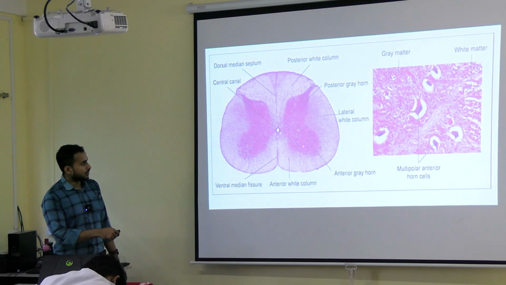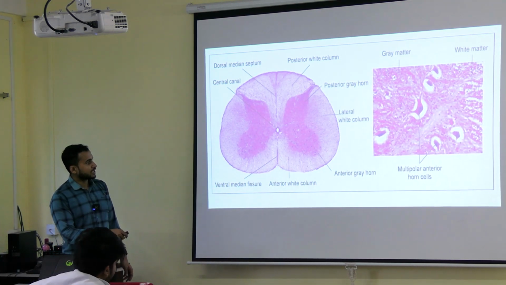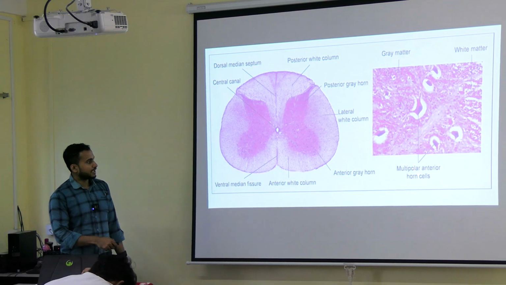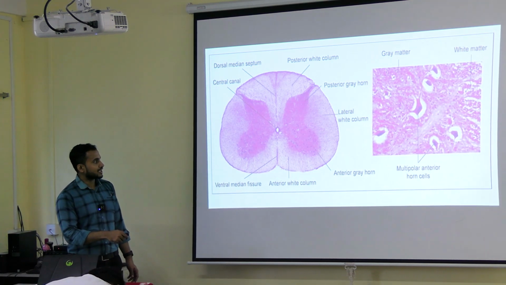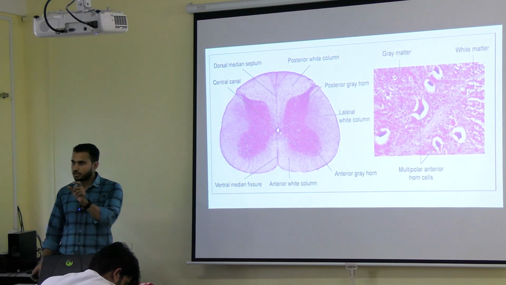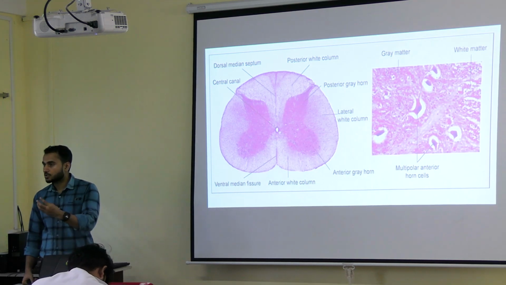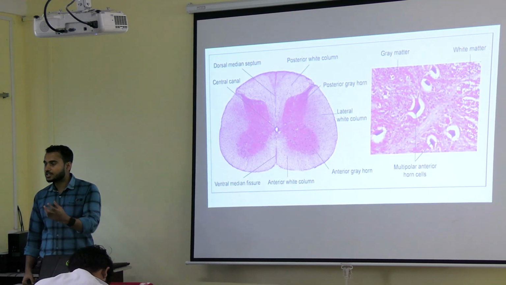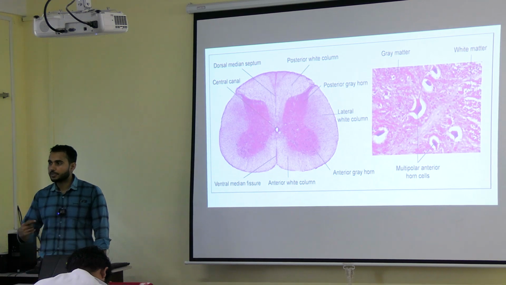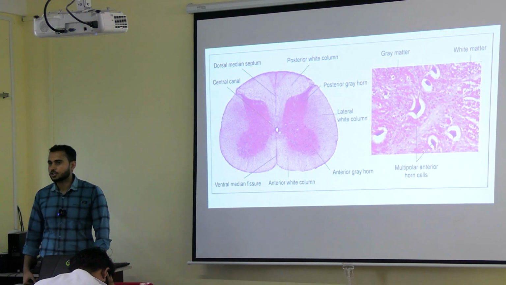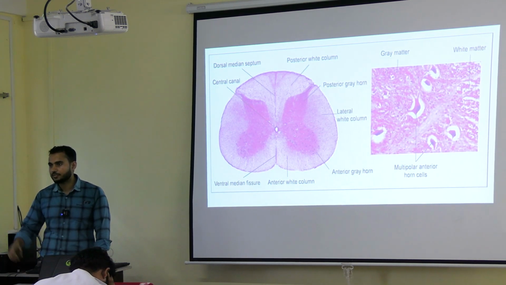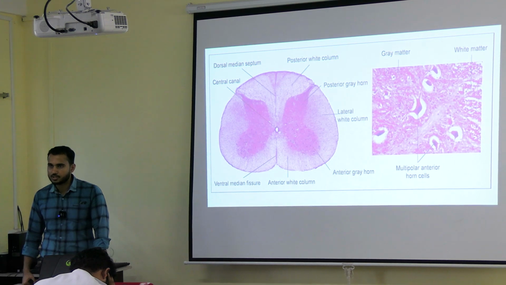In the anterior gray horn, multipolar neurons can be seen. Multipolar anterior horn cells can be seen, which are larger. The neurons present in the anterior horn are multipolar neurons, and also of large size. So they can easily be identified compared to the neurons which are present in the posterior horn. Okay, this is the difference. Like this it can be seen easily.